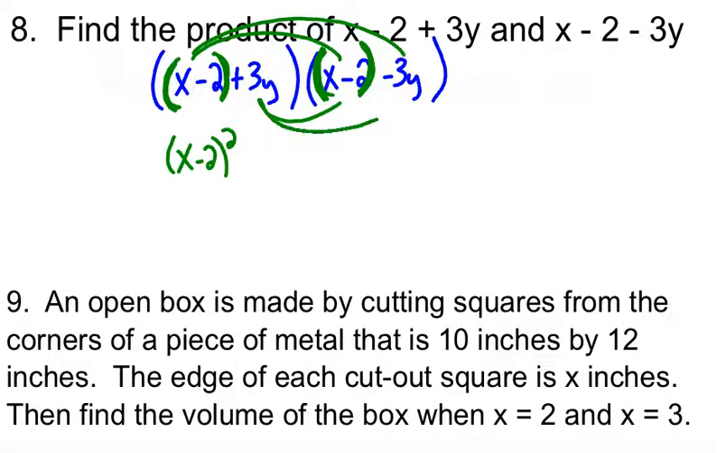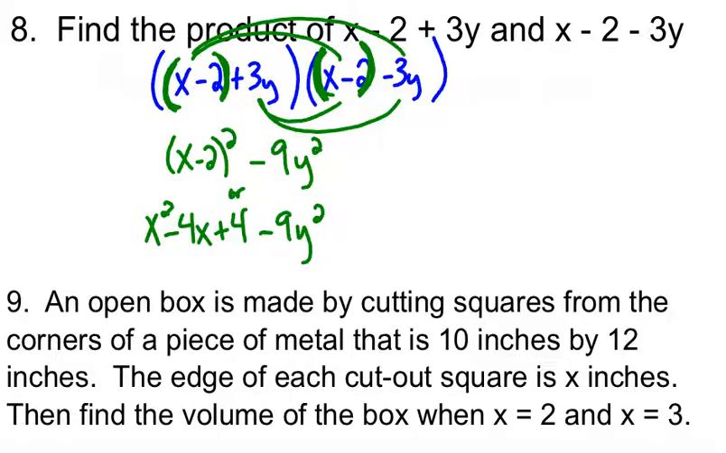And then my last step of the FOIL, I'm going to do 3y times negative 3y, which is going to be negative 9y squared. Okay? And I could leave my answer this way. I can't remember what the book does, but this is a perfectly good answer. Or if you wanted, you could expand the x minus 2 squared. That would be x squared minus 4x plus 4 minus 9y squared. Okay, so writing these either way would be fine.